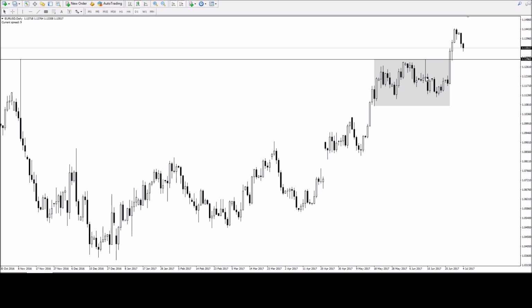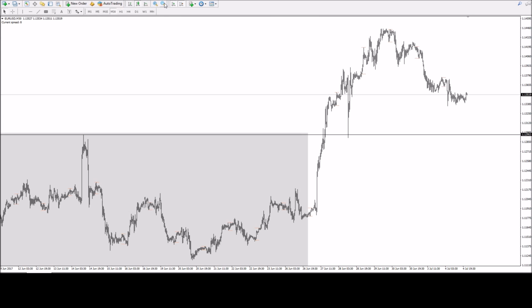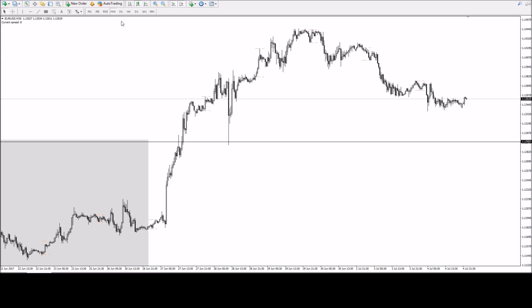The high is 1.1295. Now we can see last week, once we rallied up above that, we came back, found support there, and continued up. We're finding support here now. We are finding support here.